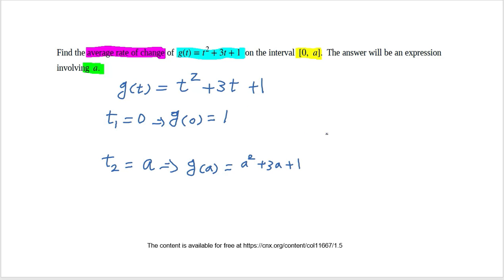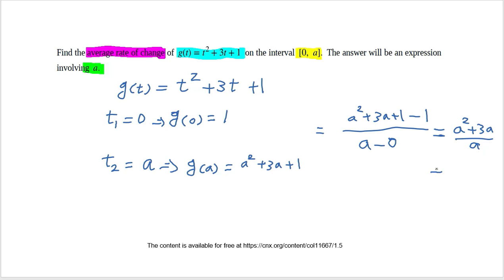So average rate of change is equal to a squared plus 3a plus 1 minus 1 over a minus 0, and 1 minus 1 is 0, so a squared plus 3a over a. If we factor a, a plus 3 over a, canceling, that's equal to a plus 3.